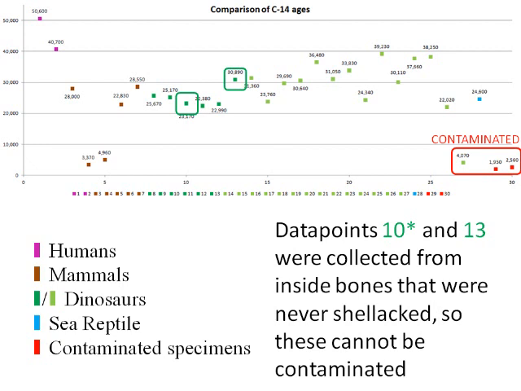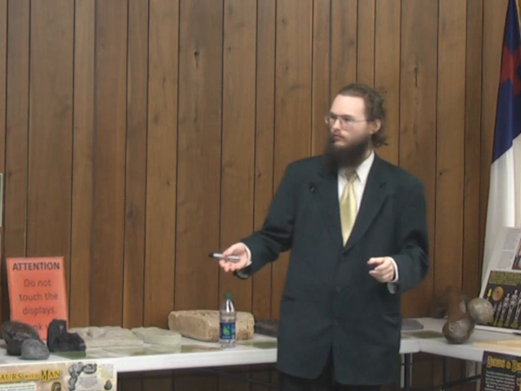Some people will say, well, like I said, it's just contamination because of the shellac. But data points 10 and 13 were collected from inside bones that were never shellacked. So number one, there was no shellac used on the bones at all. Number two, if there had been any preservative at all used on these, it would have been on the outside of the bones. And what happened was for data points 10 and 13, or at least for data point 10, I know, these were collected from inside the bones.